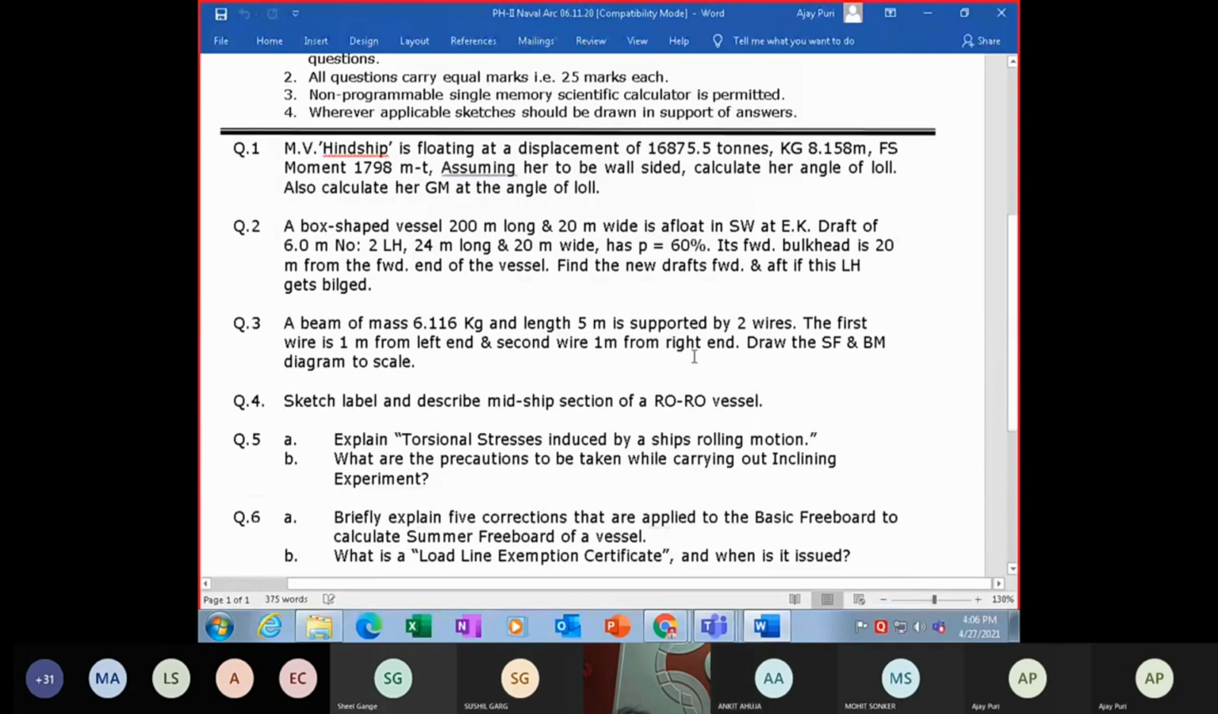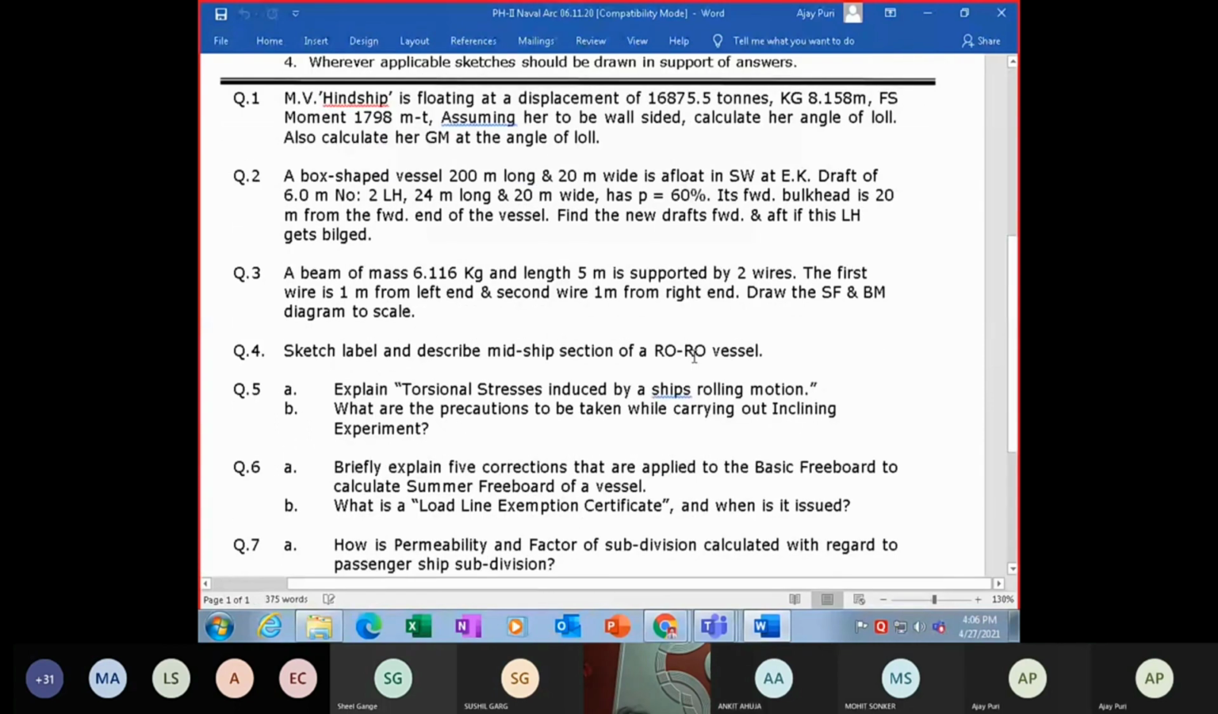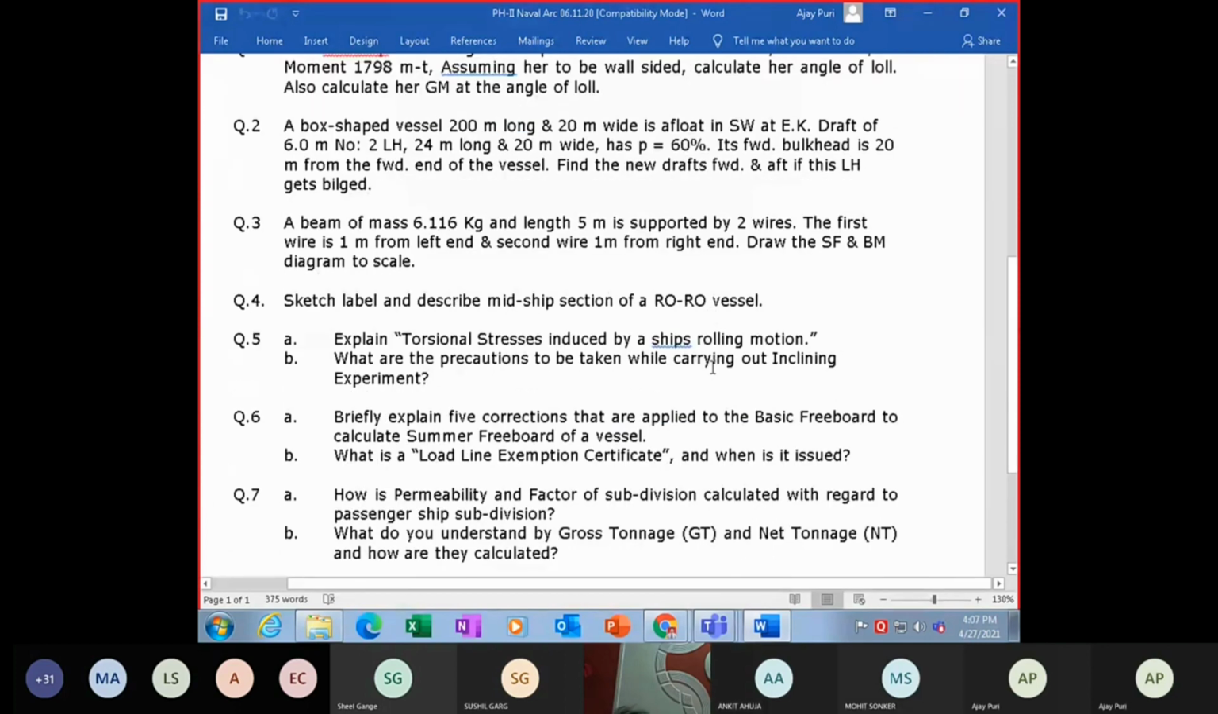Here was a Roro question, midship section. Here you have to describe, because it is written sketch, label and describe. So you have to do all 3. Sketch, label and describe the Roro. Then what torsional stress is in rolling motion, that you have to explain. Torsion box and all, and the inclining experiment, whatever you studied.